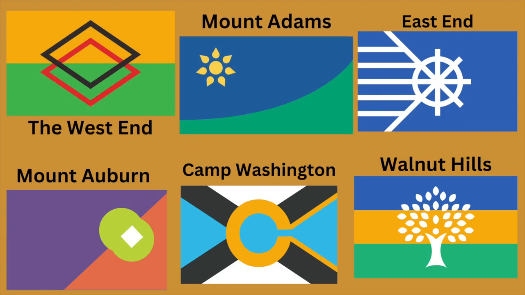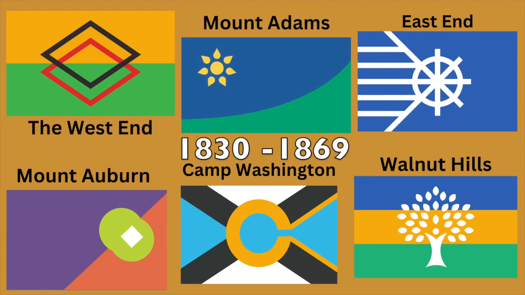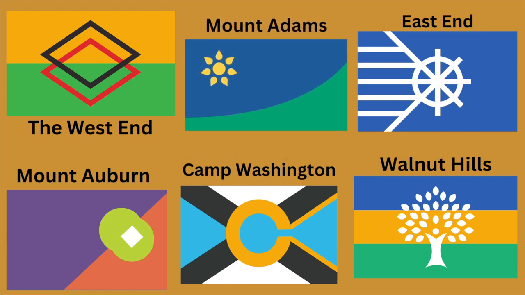The next grouping of neighborhoods were formed between 1830 and 1869. The West End, Mount Adams, the East End, Mount Auburn, Camp Washington, and Walnut Hills.